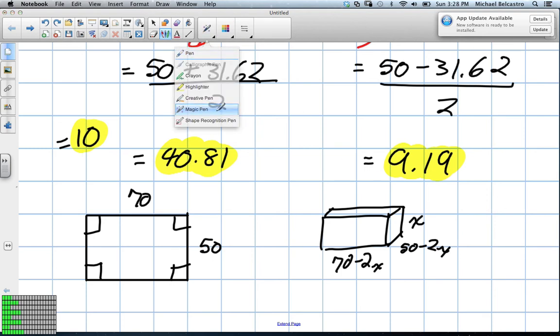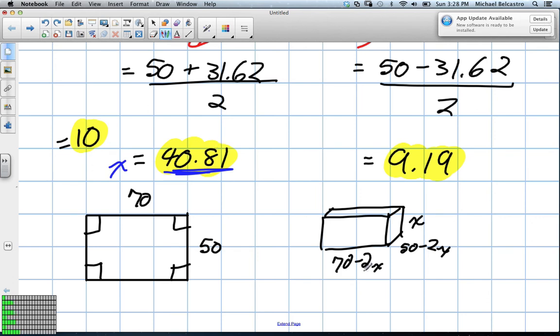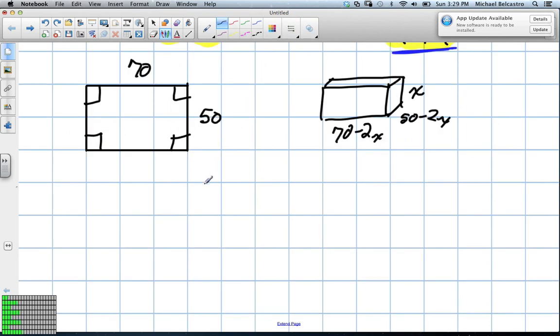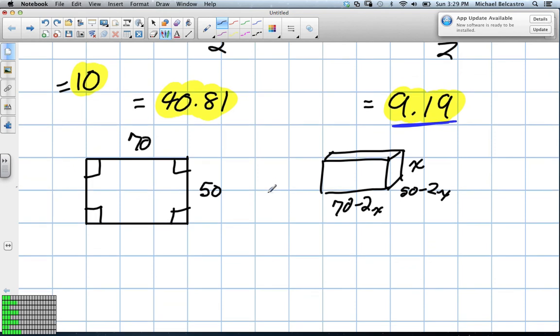Okay, well, let's quickly think about this. If x is 40.81, what is 2 times 40.81, roughly, for an estimate? 80, right? So what is 70 minus 80? Negative 10. Can I have a distance of negative 10? Or no? So this one doesn't logically make sense. The 9 will work, 9.19. We can actually figure out what those measurements are going to be, and we'll go ahead and test them too. And the 10 will work too.